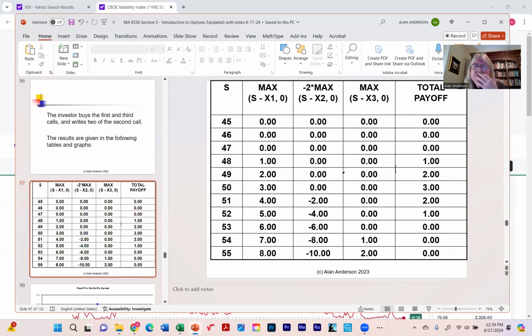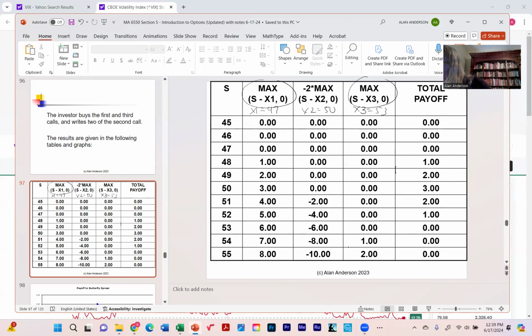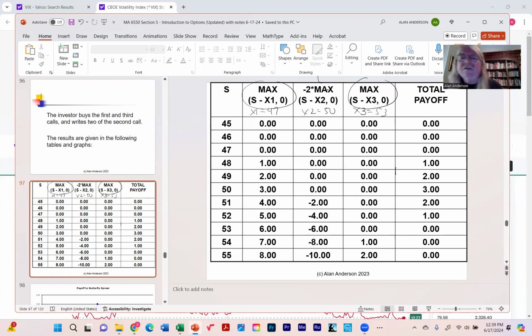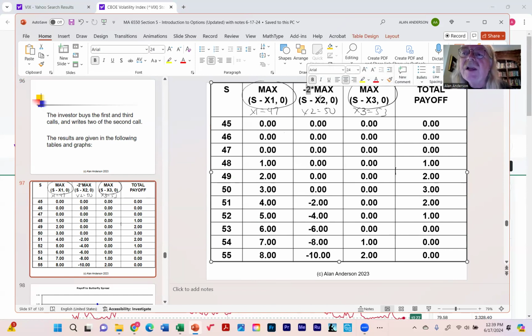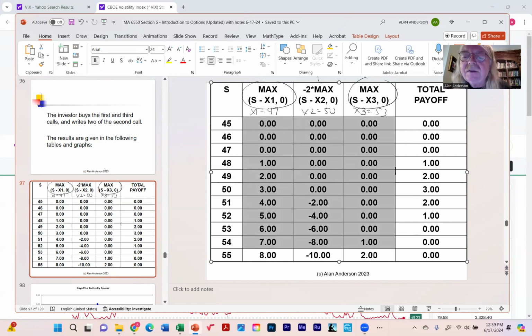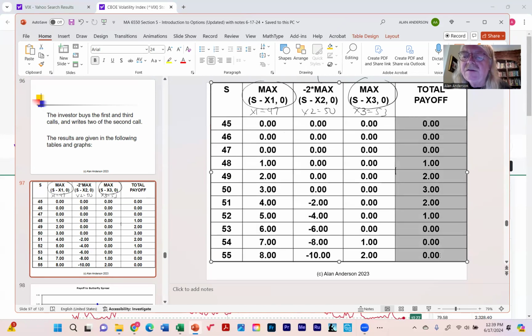So here we go. Now look at this. Here, remember, this is 47. This is 50. And this is 53. So here you buy it, but ooh, look at this one. That's different. Not only is it negative, but it's -2 because we sold two of these call options. So we have to double the payoffs and make them negative. So when you add these up, this is what you get for your payoff profile.